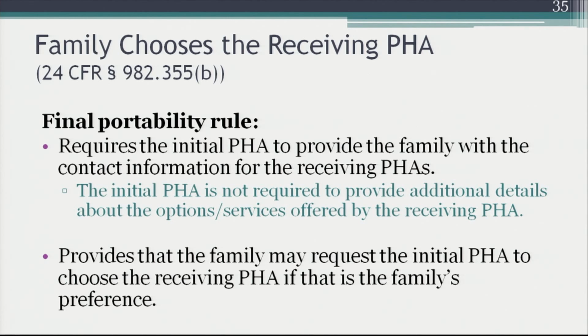And still on this topic, the final portability rule requires the initial PHA to provide the family with the contact information for the receiving PHAs. However, there is no requirement for initial PHAs to provide additional details about the options or services offered by the receiving PHA. And the final portability rule provides that the family may request the initial PHA to choose the receiving PHA if that is the family's preference.